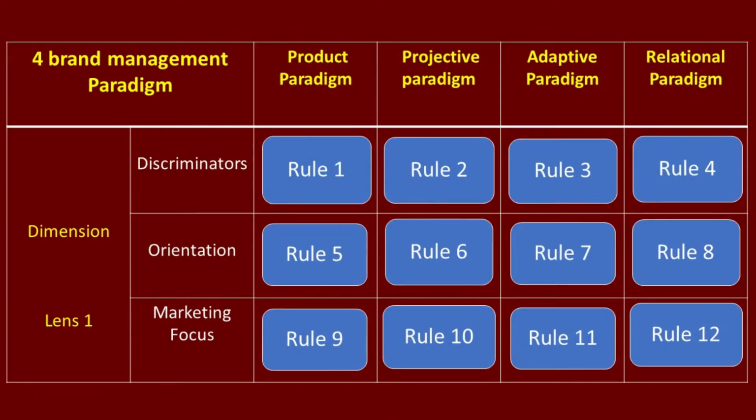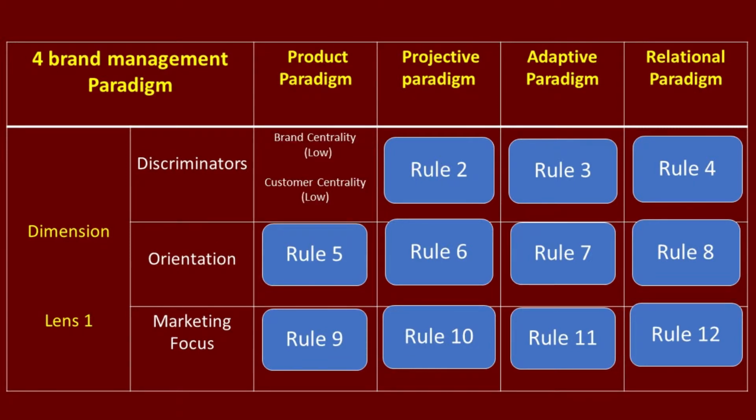The first aspect we study under lens 1 is discriminators. The very first rule is, if the marketing vision is based on the product paradigm, the focus is very low whether it's brand at center or customer at center. This means that all marketing focus goes towards product development, keeping the product at center as a functional element. The product paradigm represents an approach to branding where the brand is a low strategic priority and the customer is seen as a passive player in brand meaning creation.